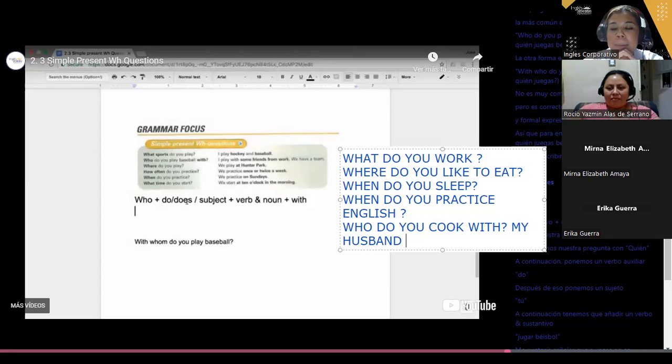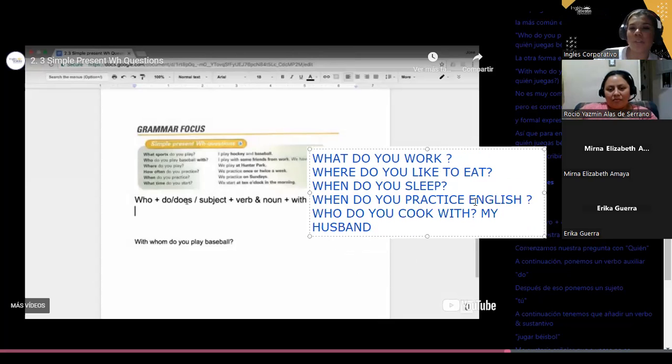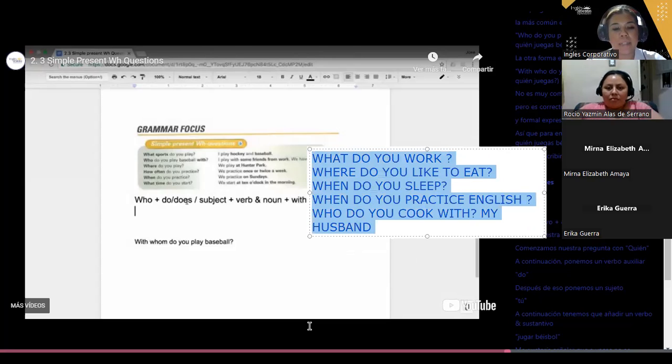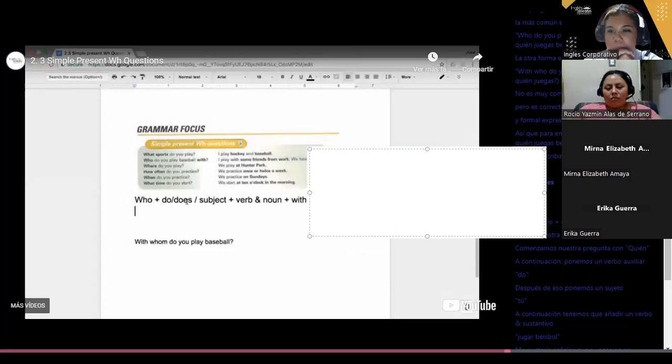Vamos a ver, Mirna, dígame las suyas. Estas, si gustan, le pueden copiar a Rocío. Tómenle una foto, voy a mandar aquí, para que puedan tomar nota y tener ejemplos. Los ejemplos nos ayudan a entender mejor, por eso hacemos ejercicios y ejemplos. Vamos a ver, Mirna, va usted, it's your time.